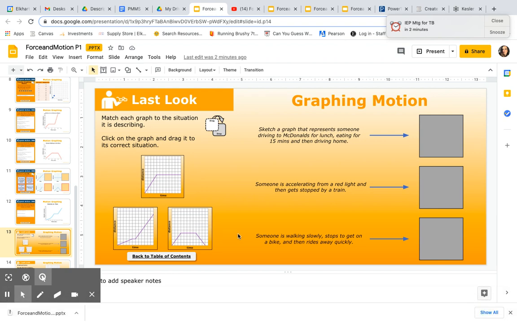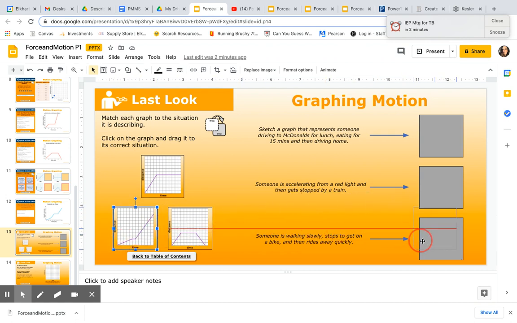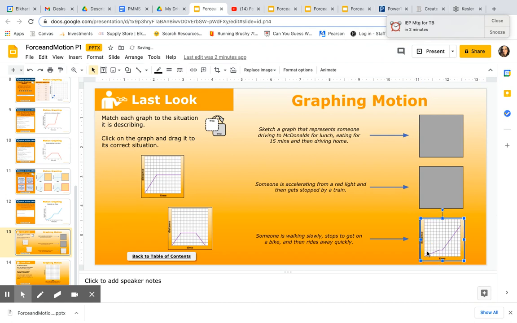So let's do an example. Let's do someone is walking slowly and stops to get on a bike and then rides away quickly. So someone is walking slowly and they move quickly on a bike. That would be this one.